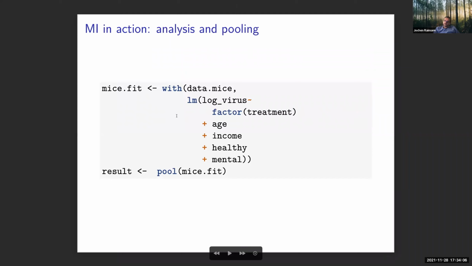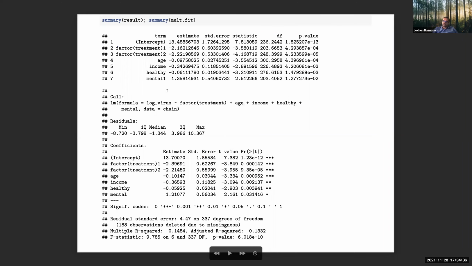So now when we go in medias res and we are modeling our mice fit object, our regression model. We're building a linear regression with log virus as the dependent variable, and independent variables factor treatment, age, income, health, mental, and no damage. So we get the result, which is pool of mice fit. And by that, here's the comparison to the previous model. So we're comparing the one versus another.